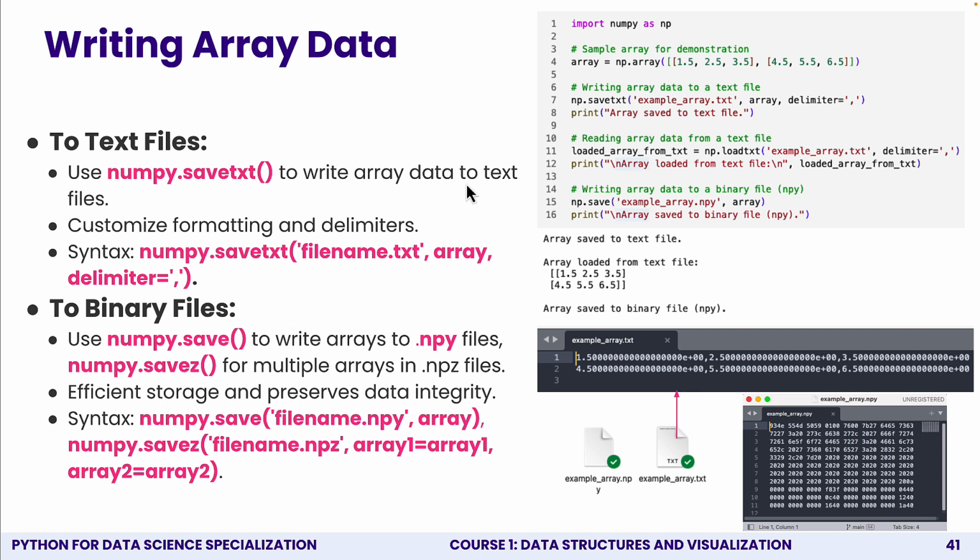And you can specify here, for example, what the delimiter in the text file is. For example, I put a comma here. It's like a CSV file. You save it like a CSV file, and then you can load it.